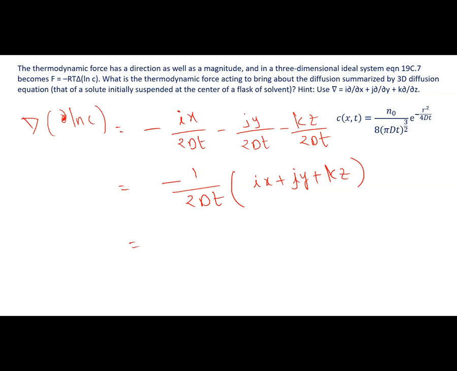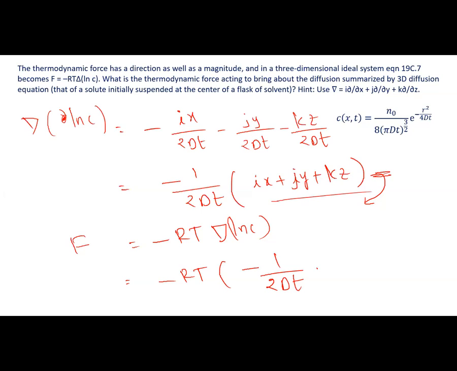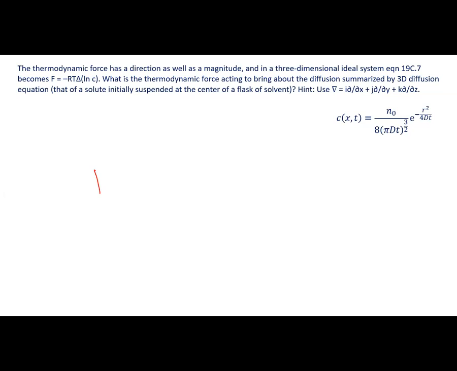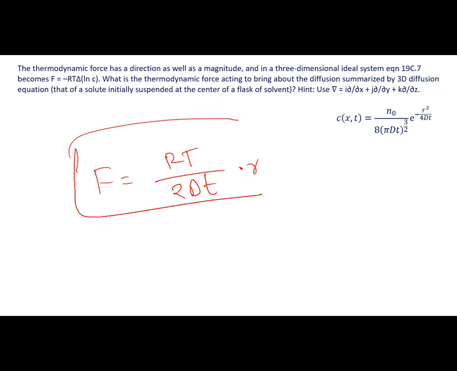So again, going back to the force equation, F is equal to minus RT delta ln C, right? So I can substitute this equation into here: minus RT times negative 1 over 2Dt times this entire term, which can be written just as r, the direction r. So the thermodynamic force is given as RT over 2Dt times r. So this is the final equation that we need to solve for.